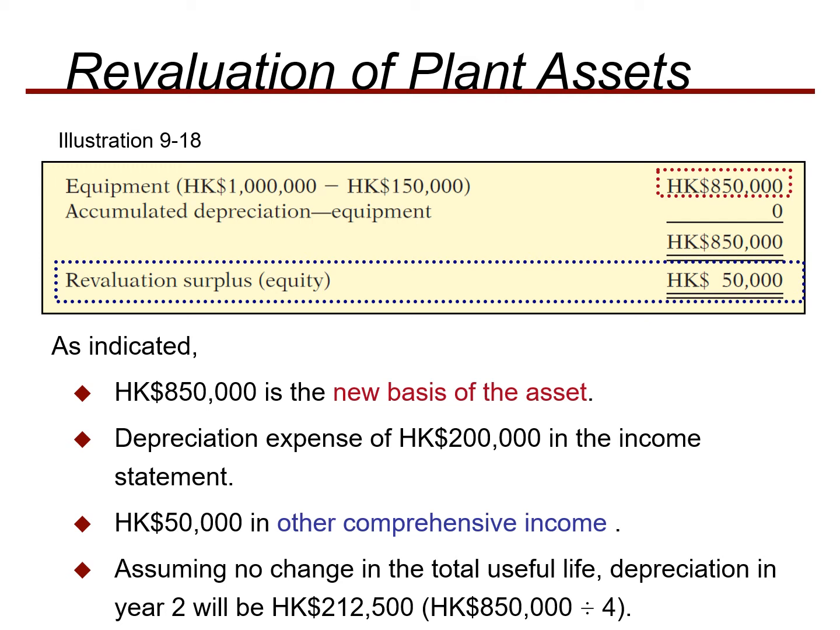Depreciation expense is 2 lakh, and this depreciation expense goes to the income statement, and the 50,000 revaluation surplus goes to comprehensive income. But there is no change in the useful life. Assuming there is no change in the useful life, depreciation expense in year 2 will be 2 lakh 12,500, calculated as 8 lakh 50,000 divided by 4.